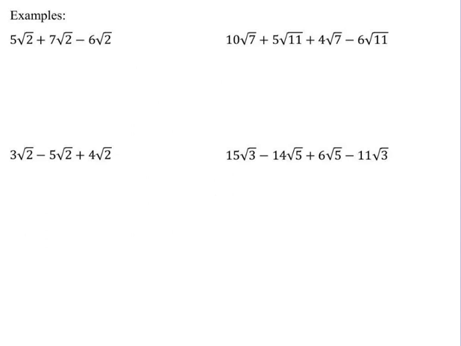We have 5 root 2's plus 7 root 2's minus 6 root 2's. 5 plus 7 is 12, so that would be 12 root 2 minus 6 root 2. And 12 root 2 minus 6 root 2 is 6 root 2.